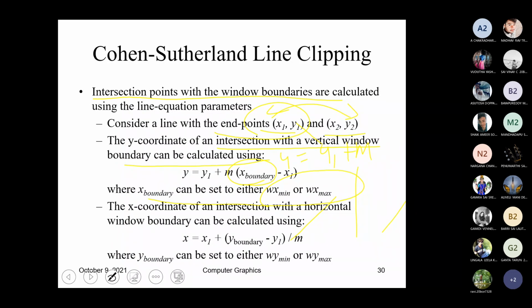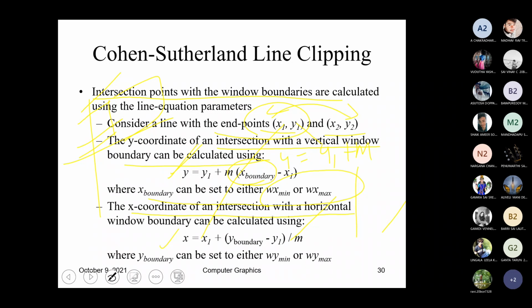Understood? Then next you have to calculate the x coordinate of intersection with a horizontal window boundary. This was for y that you have taken; next you do the same thing for x. So how to do it? x equals x1 plus something. You know what x1 is. And you have to find the y boundary, with respect to y min and y max. If you have a line like this and your window like this, with y max here and your line going this way, you take y min. If your line is near this side, you take y max. Clear? That is called the y boundary.